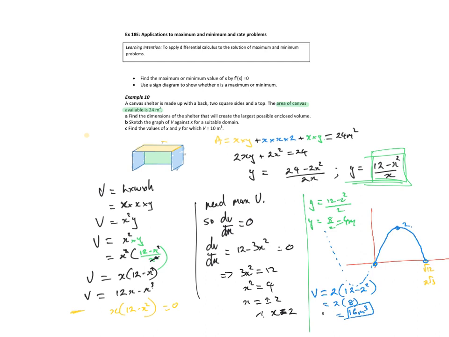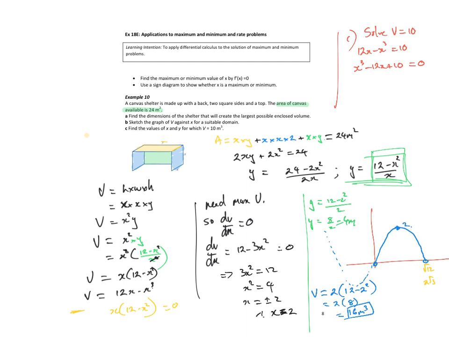So let's come up here for part C. I want to solve the volume equal to 10. So what's my rule for the volume? That means I've got to solve 12x minus x cubed is equal to 10. x cubed minus 12x plus 10 is equal to 0. And I'm going to solve that on my CAS.